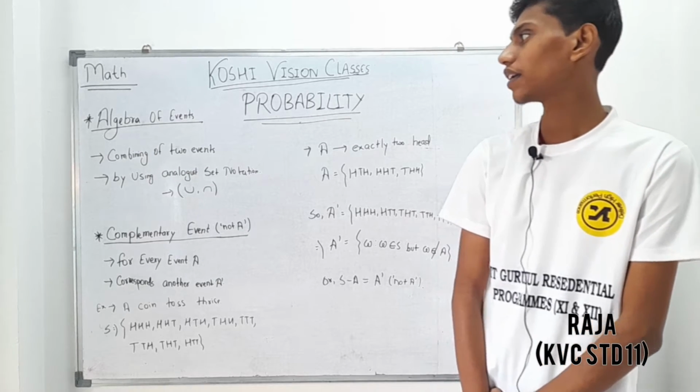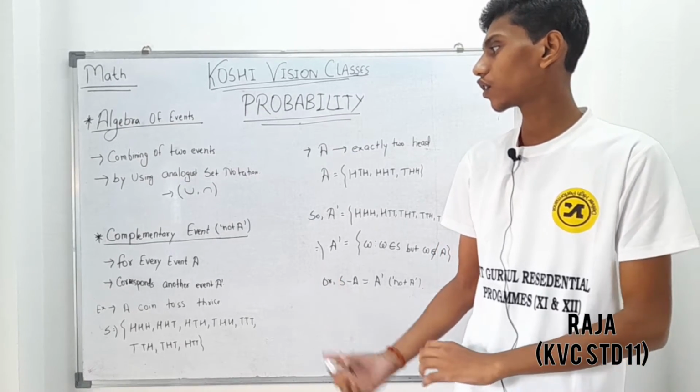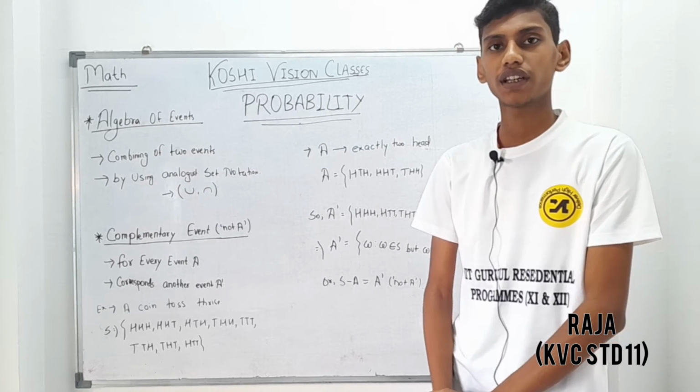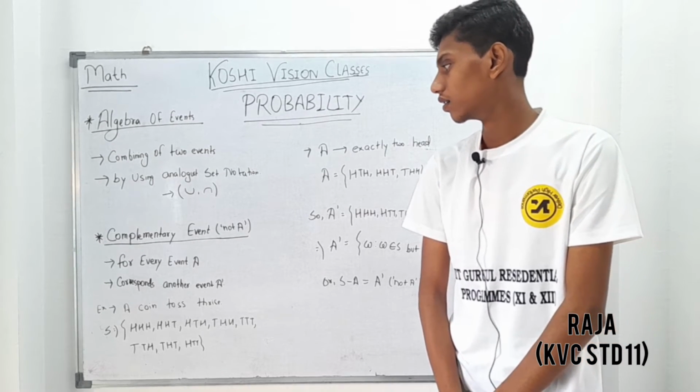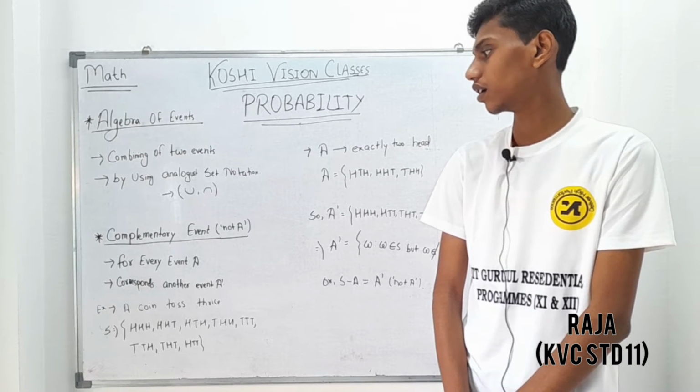Now we will talk about algebra of events. It is the combining of two events by using analogous set notation, which are union and intersection. These are three types of algebra of events.